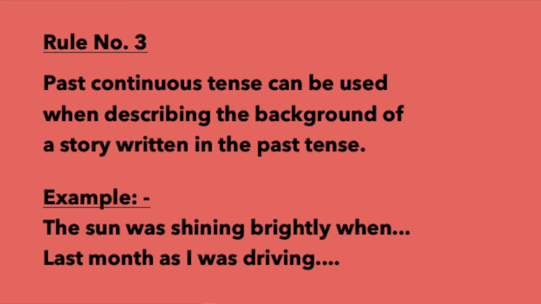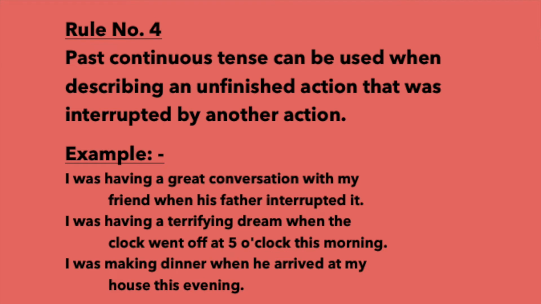Let's move on to rule number 4. It can be used when describing an unfinished action that was interrupted by another action. For example, I was having a great conversation with my friend when his father interrupted it. Here the unfinished action is I was having a great conversation with my friend. Then his father interrupted it. That is a finished action. So here we described an unfinished action, and another action interrupted it.